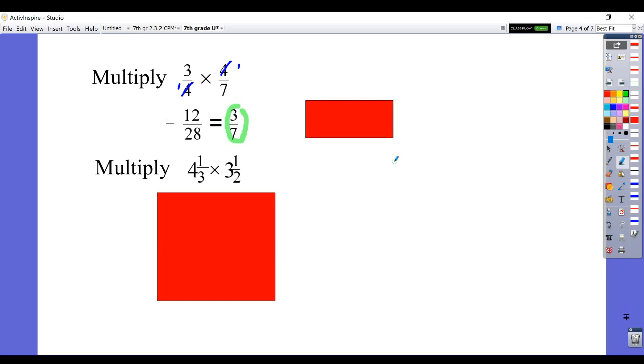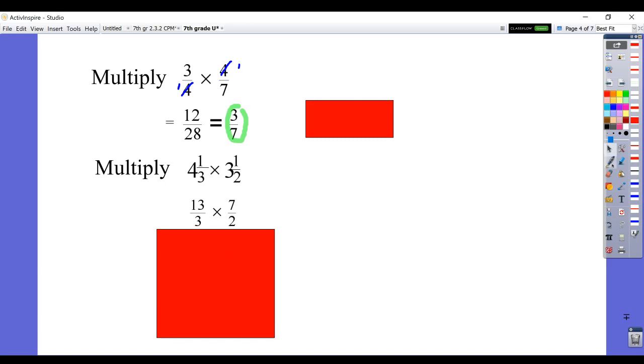For multiplying 4 1/3 times 3 1/2, you're going to want to change them to improper fractions first. Remember the way that we get those, and we talked about it in our classwork this unit too. We take the denominator 3 times the whole number 4 plus the numerator 1. So that's how they're getting the 13: 3 times 4 plus 1 over the original denominator 3.